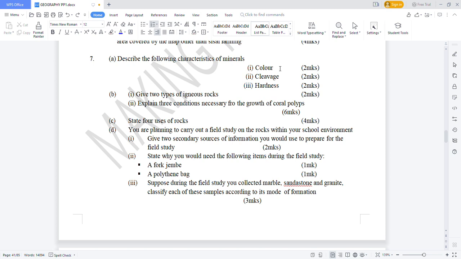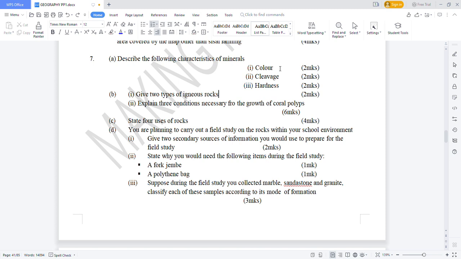Secondary sources, we have journals, we have maps, magazines, newspapers, statistical abstracts, books, periodicals. Then we have census reports. Those are the secondary sources of information we'll use for the field study.